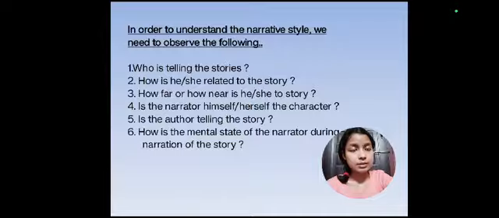Next, in order to understand the narrative style, we need to observe the following. There are 6 master ways which help to understand the narrative style of a writer. The first one is who is telling the story. The second one, how is he or she related to the story. Third one, how far or how near is he or she to the story. Fourth, is the narrator himself or herself the character? Is the author telling the story? And the last one, how is the mental state of the narrator during narration of the story?